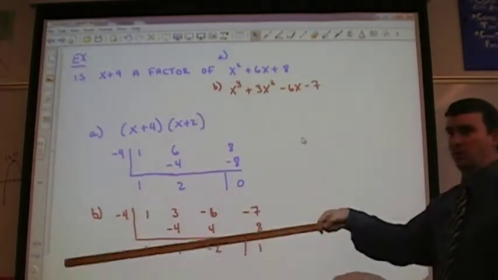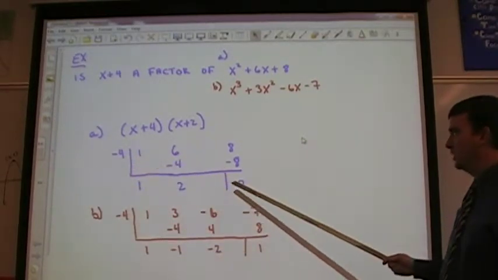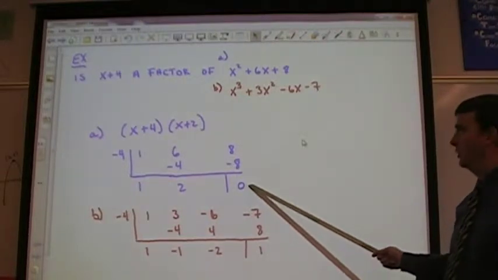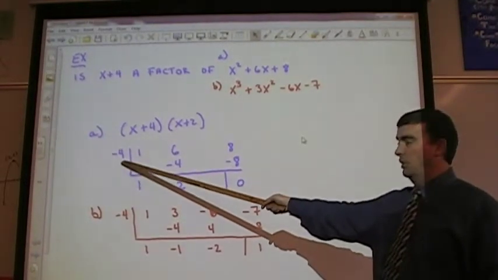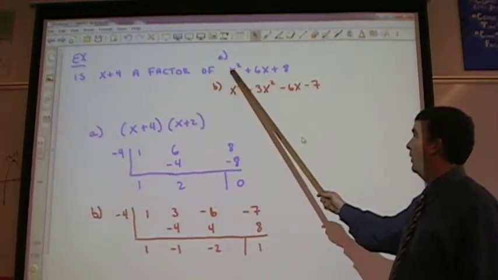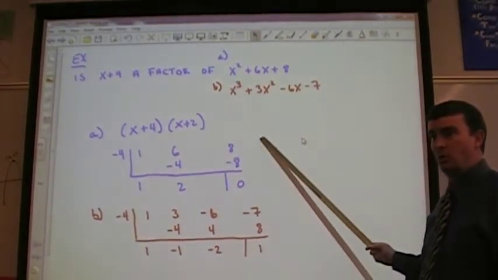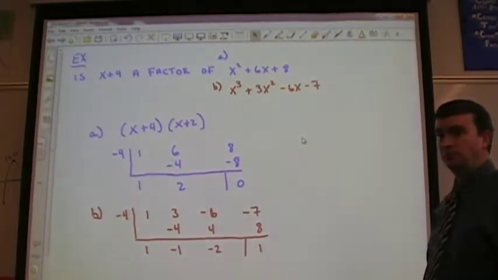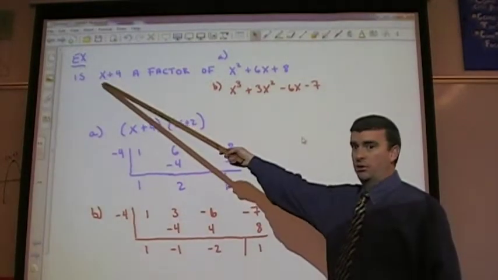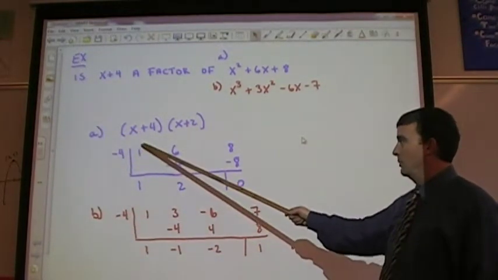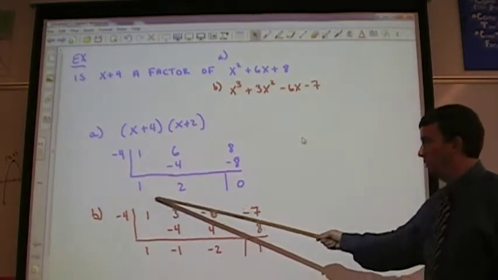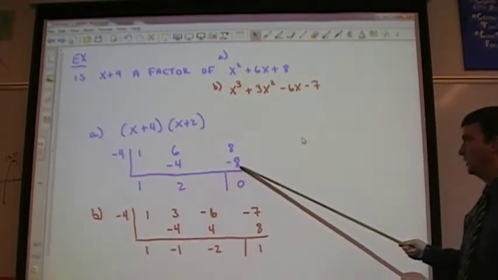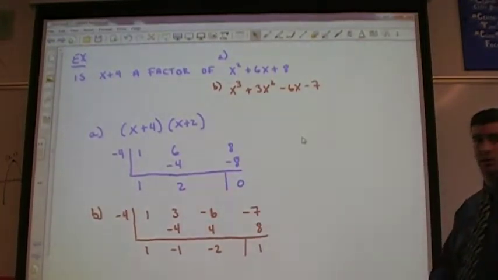So basically you do the same thing we just did in the previous example and see what you get as your remainder. If you get a remainder of 0, then it is a factor of that polynomial. So outside the box, I put negative 4. Inside I put 1, 6, and 8, from part A. Where'd you get the negative 4? Whatever makes that equal 0. So you drop your 1, multiply, get negative 4, add, get 2, multiply, get negative 8, add, get a remainder of 0. Yes, it's a factor.